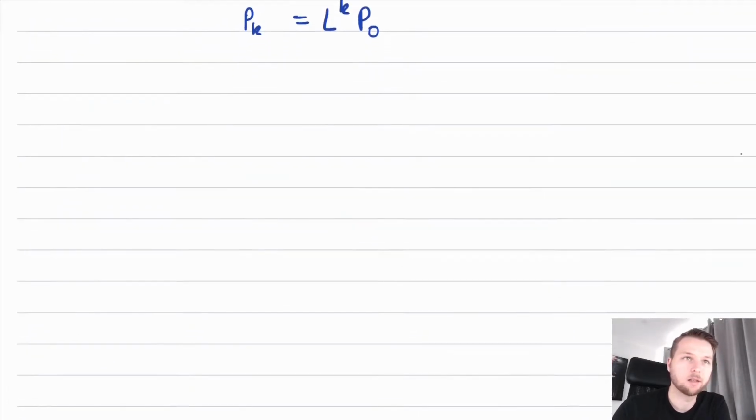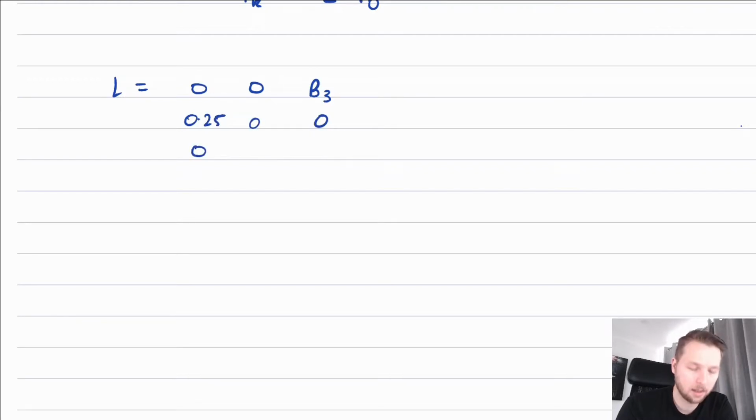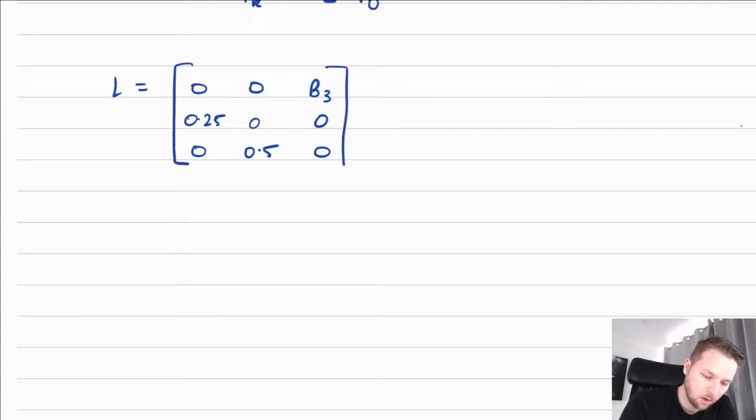Okay, so here are some examples. Consider the following Leslie matrix. L equals 0, 0, birth rate b3. So we're saying the first two birth rates are 0. They don't mature until they're in their third age range. We've got 0.25, 0, 0, and 0, 0.5, 0. So not many of the young ones survive, but once they get to the middle age range, at least half move on. And we're saying that our initial population, P0, is equal to 1,000, 0, 0.